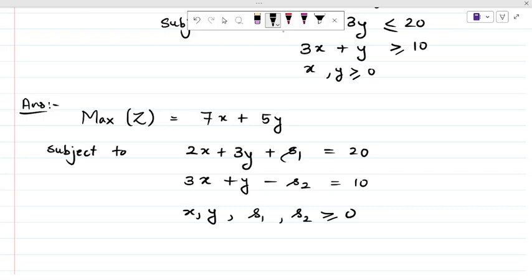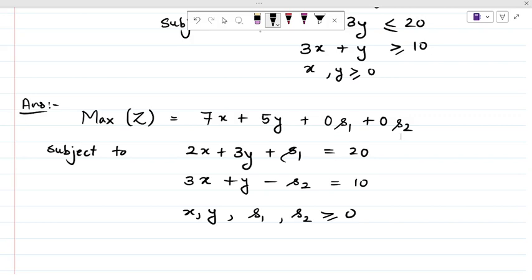Now I have to reflect s1 and s2 in the objective function. The objective function should remain unchanged, so I'll put two new terms with coefficient 0: 0s1 plus 0s2. No change, because they are slack variables and they are not affecting my objective function at all. Got that? Let me help you out with one more example of this kind.